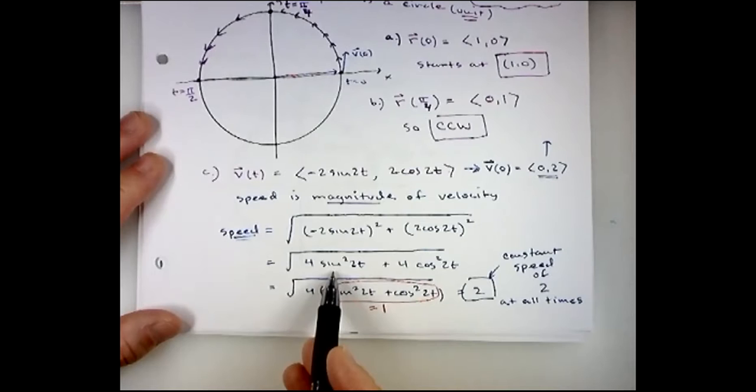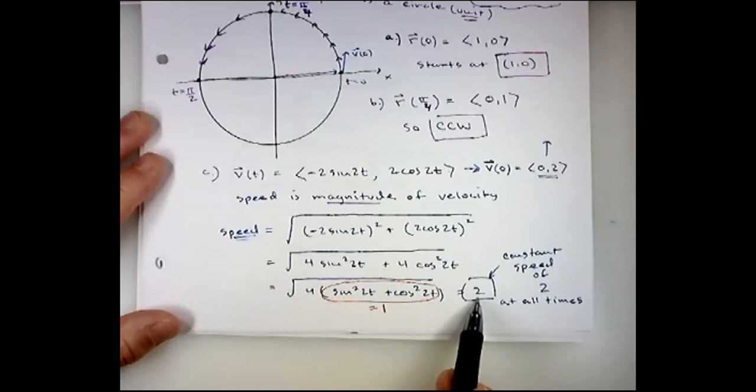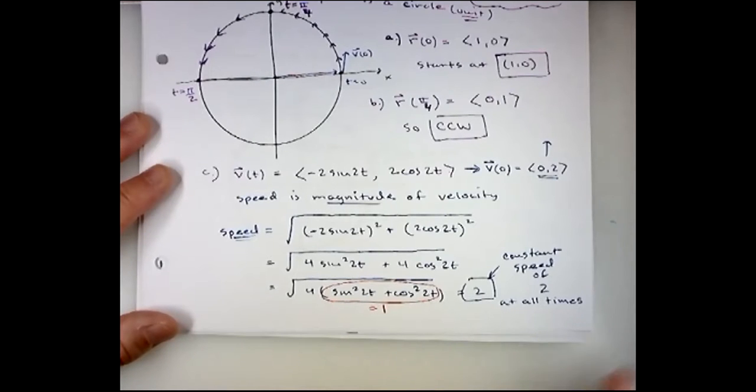And when I square those, if I factor out a 4, I get my identity here that equals 1. So the speed at all times, this disappears. The speed at all times is a constant speed of 2. So yes, this particle is moving around the circle at the same speed.